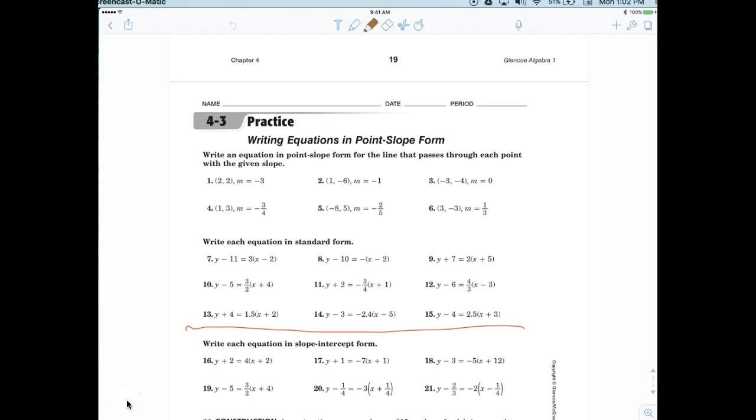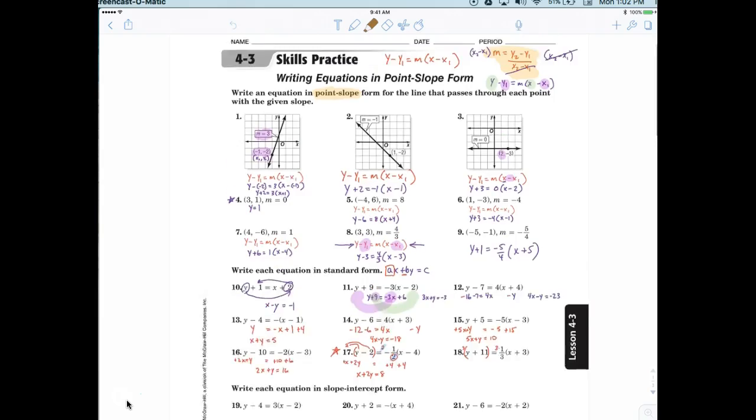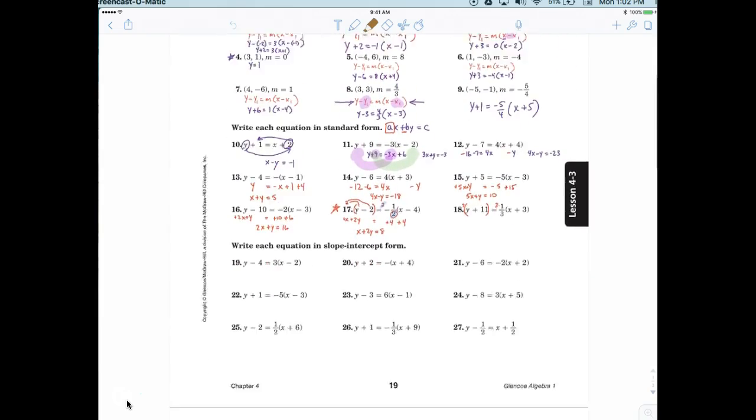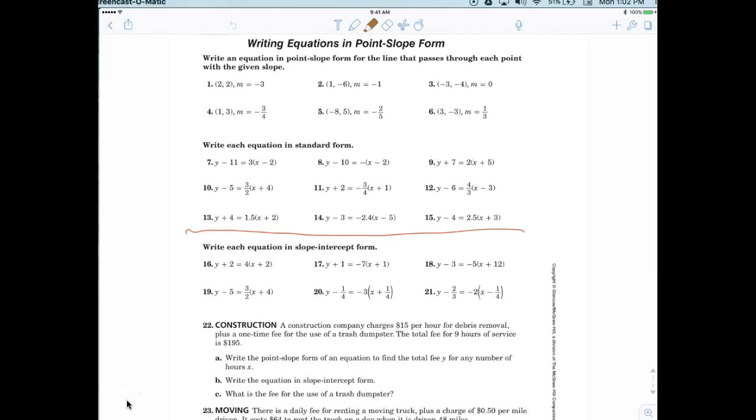So again, 4.3. Again, notice I did questions 1 through 18 with my first class, all right? And so we will do the second worksheet. We're going to do questions as much as I can get up to, okay?